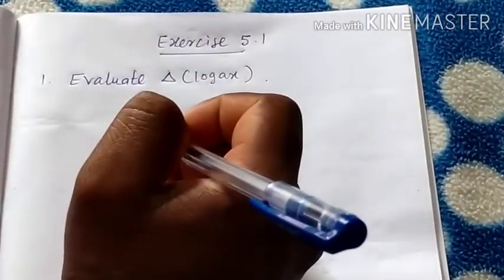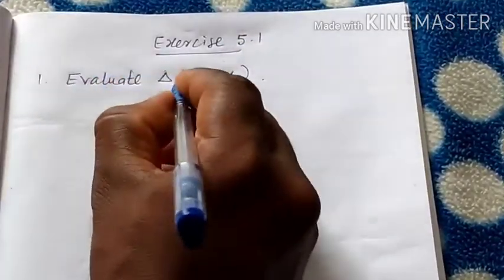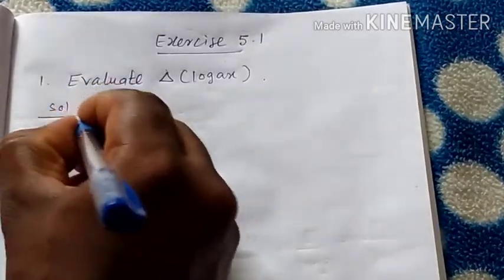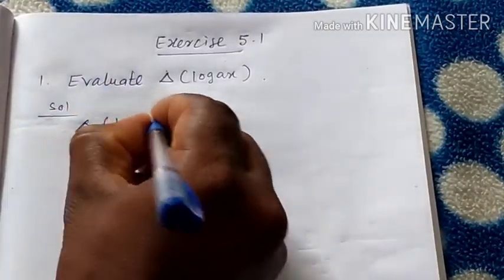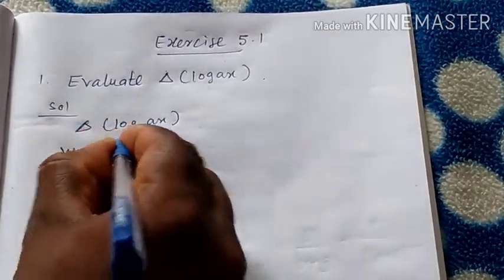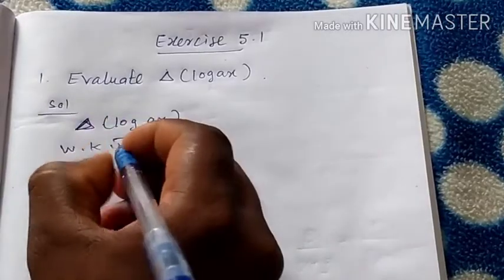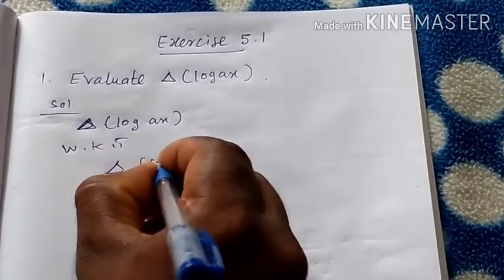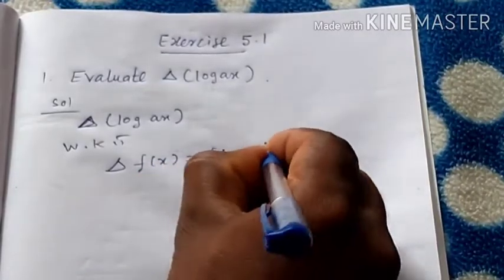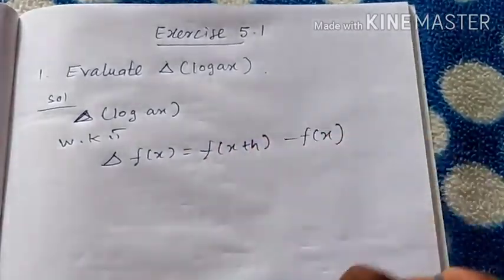Before going to the exercise, carefully read the formulas. Exercise 5.1, the first question: evaluate delta log Ax. The solution: we know it is delta. What is the formula for delta? Delta f of x equal to f of x plus h minus f of x. This is your formula.